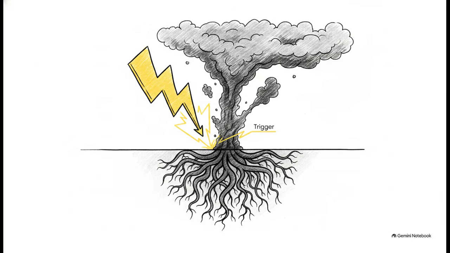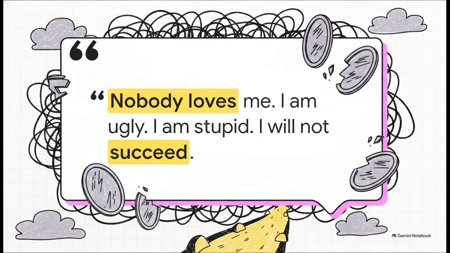Now, this schema sits silently in the background until a critical incident in life triggers it, say being publicly ridiculed by a teacher. That incident forcefully awakens the schema, which then generates sudden negative automatic thoughts, leading to intense cognitive errors about their social reality. These negative automatic thoughts sound something like, nobody loves me, I am stupid, or I will not succeed. They are persistent, totally irrational, and they completely warp a person's perception of reality.